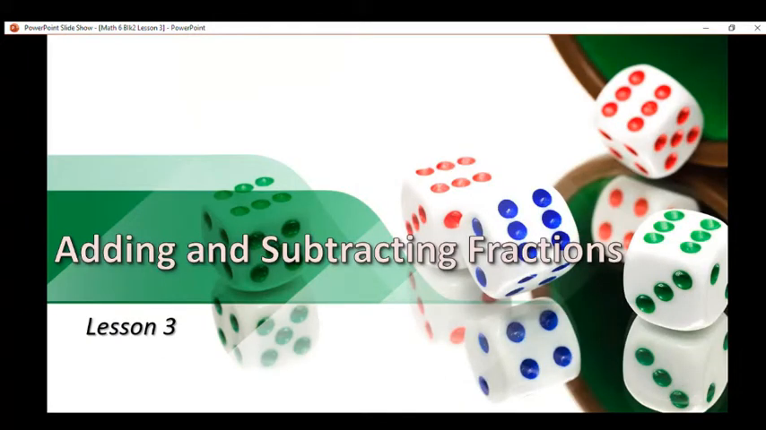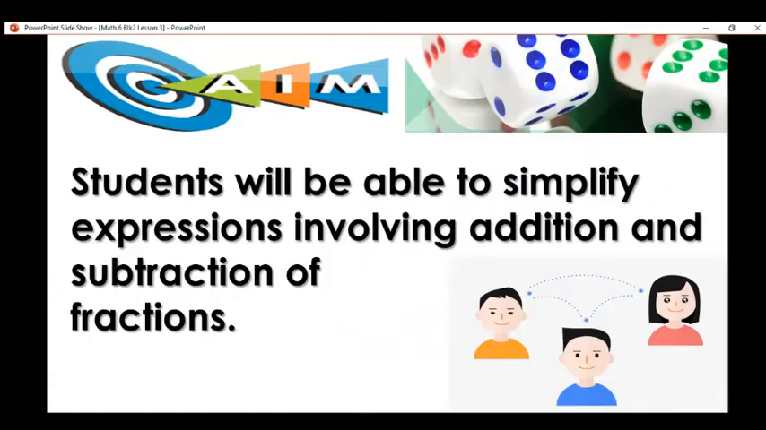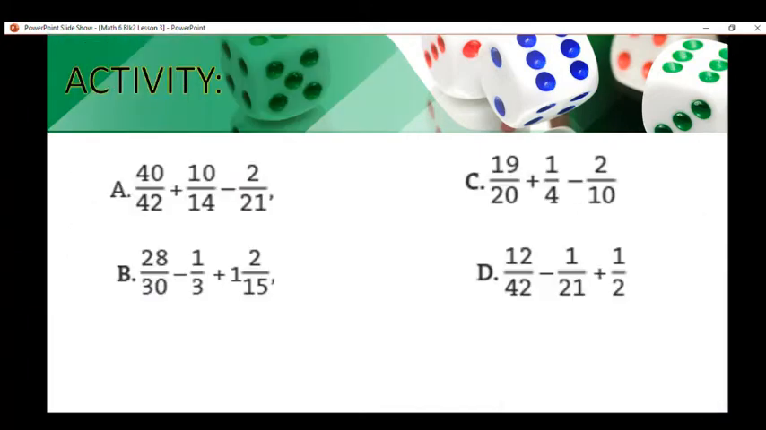So today we will learn how to add and subtract fractions in lesson 3. This would be our aim for today: students will be able to simplify expressions involving addition and subtraction of fractions. So this would be our activity. We need to find the answer in each activity.